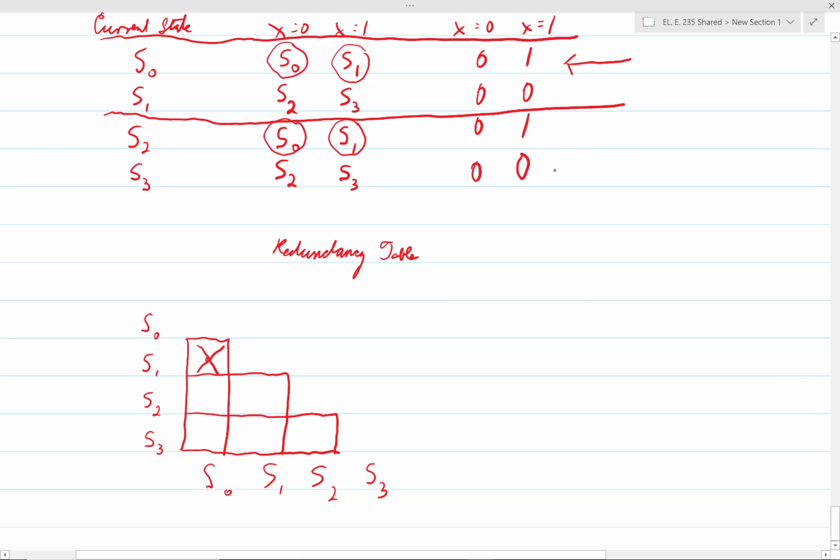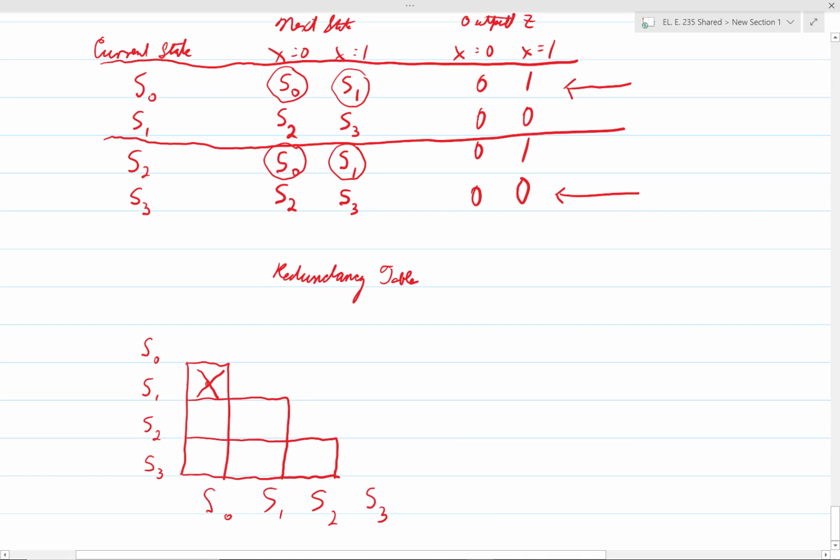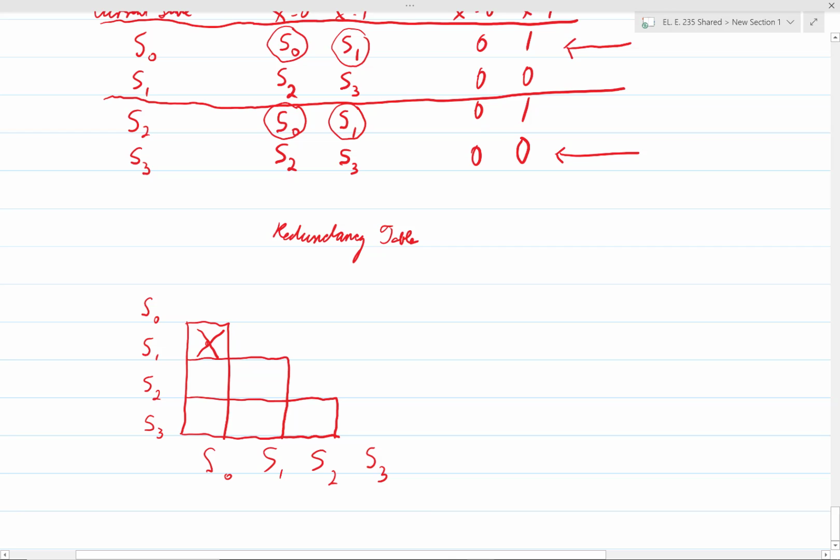They couldn't. S3 and S0 could not be the same, because when the system is in state S0 and the input is 1, it outputs a 1. But if the circuit is in state S3 and the input is 1, it will output a 0. So these two, S3 and S0, could not be the same.